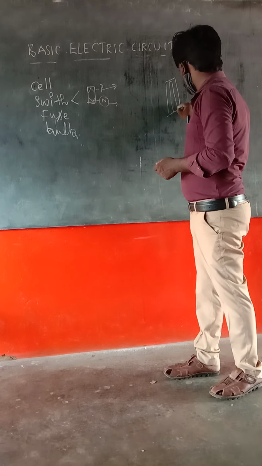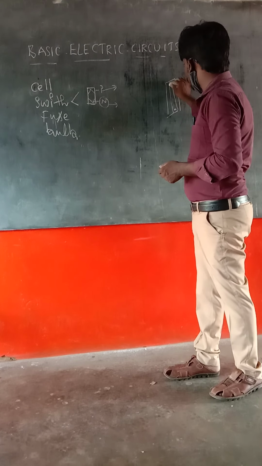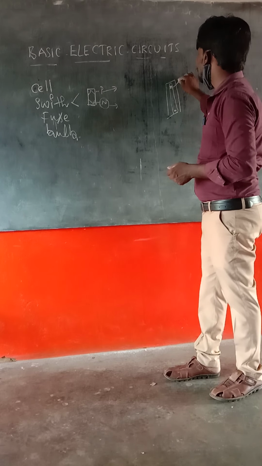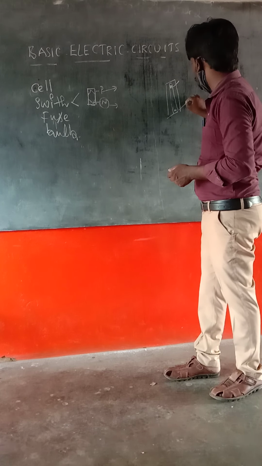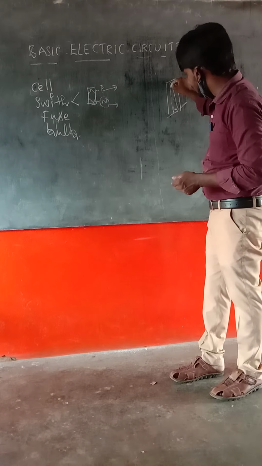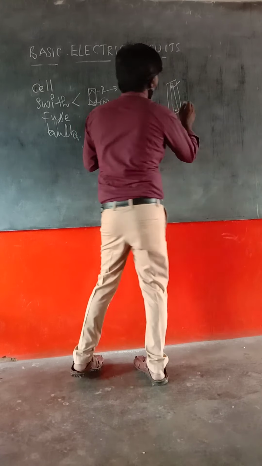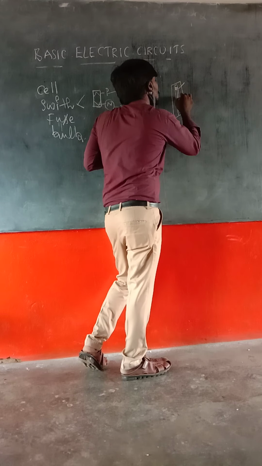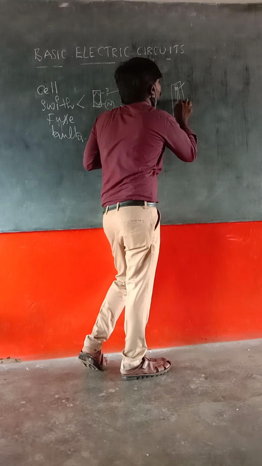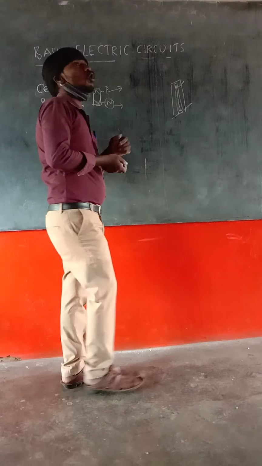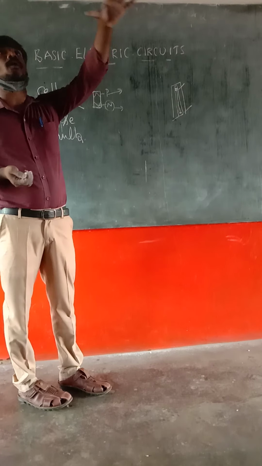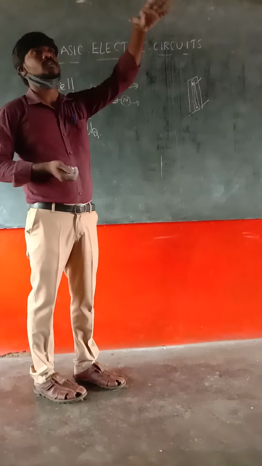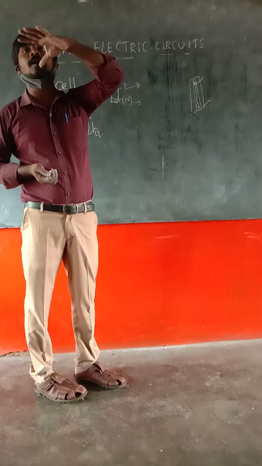This fuse also has two terminals, one negative and one positive. The positive terminal and the negative terminal are connected with a simple copper wire. When will that simple copper wire be cut? Suppose the total supply of the power stops at home.